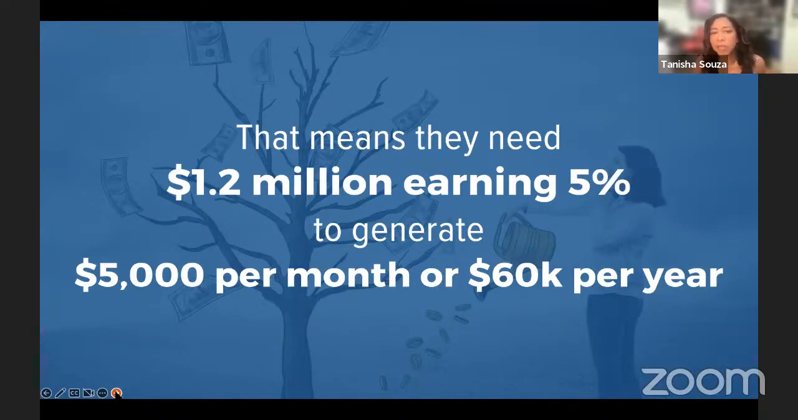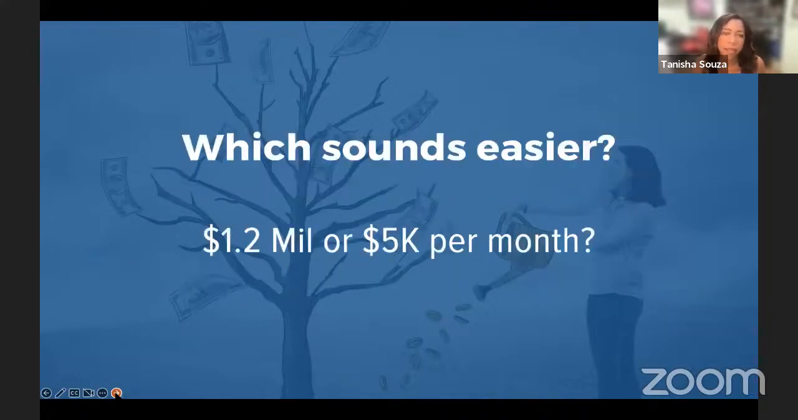So if you need more and you're thinking Social Security will supplement that, okay, that's one thing. But wouldn't it just be easier to create passive income instead? I mean, what sounds easier, $1.2 million or $5,000 a month? What's easier to achieve, right?